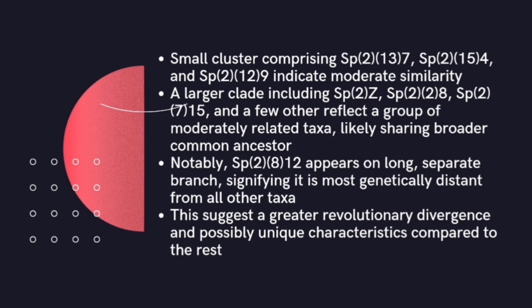Additionally, a larger clade that includes sp2 2, sp2 2 8, sp2 7 15, and a few others reflects a group of moderately related taxa that likely share a broader common ancestor. Notably, sp2 8 12 appears on a long, separate branch, signifying it is the most genetically distant from all other taxa in the tree. This suggests a greater evolutionary divergence and possibly unique characteristics compared to the rest.